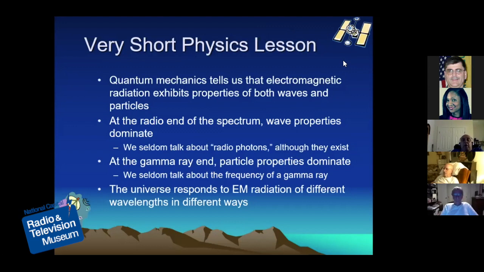We don't really talk about the frequency of a gamma ray. We talk about its wavelength, or physicists like to talk about gamma rays and X-rays in terms of the energy of the individual photons. But they're all electromagnetic radiation. Now, the reason that we do astronomy at all these different wavelengths is that the universe responds to electromagnetic radiation of different wavelengths in different ways. And different wavelengths allow us to see different things.